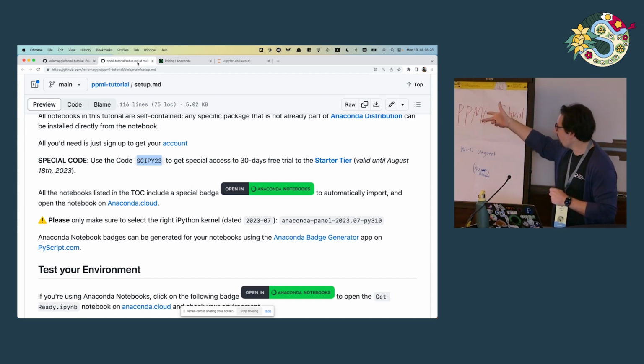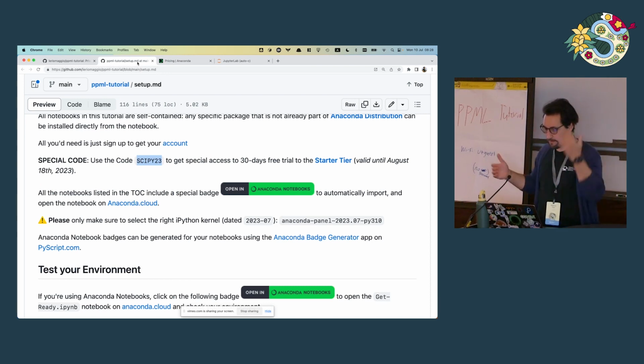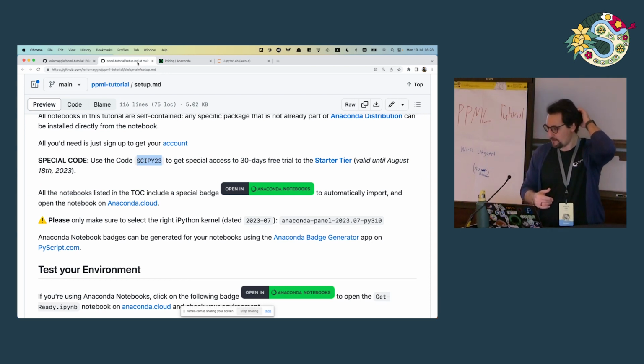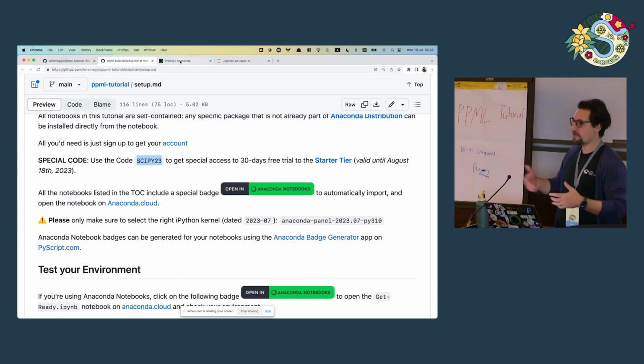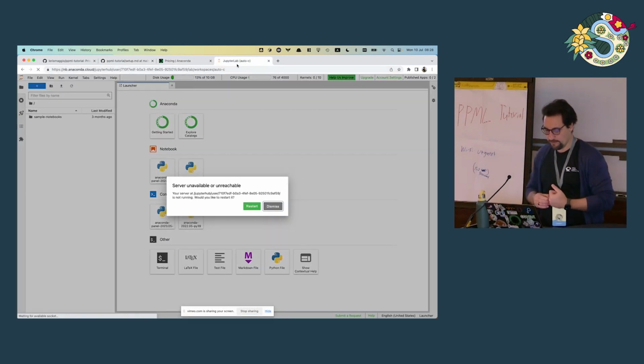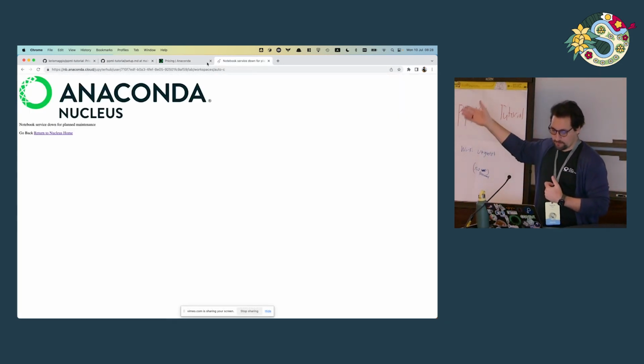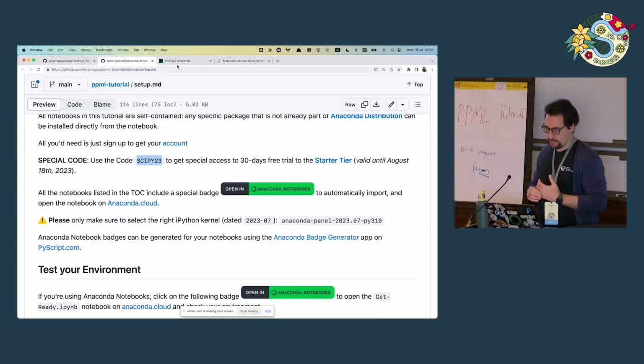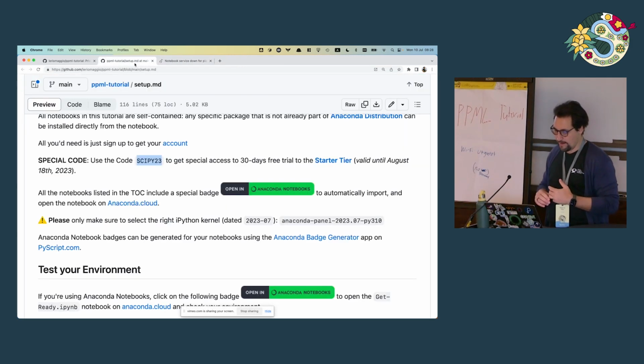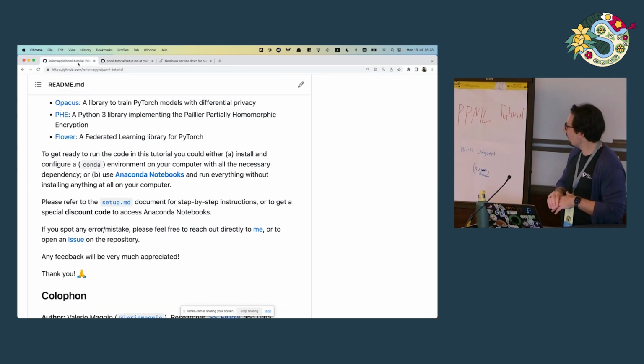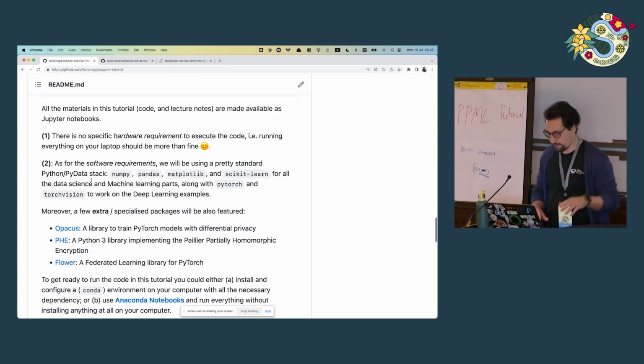A few mentions of some of the specific packages we're going to use. There are essentially 3. One is Opacus, which is a specialized library for PyTorch models for differential privacy, which is one of the main topics we're going to talk about today. Another is PHE, which is a partially homomorphic encryption Python library, and Flower, which is a Python federated learning framework, mostly for the last part.